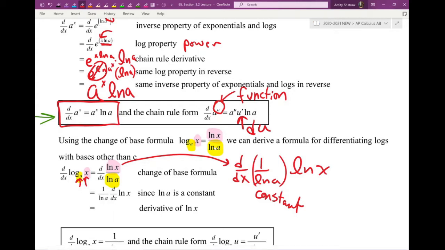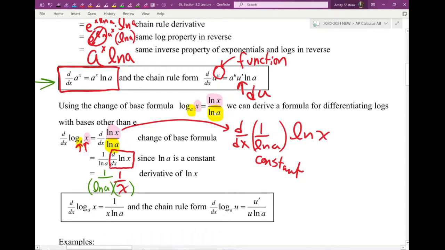What's the derivative of the natural log of x? Right here, what's the derivative of this piece right here? It's just 1 over x. So I still have that 1 over the natural log of a, and it will be in the denominator. But now I also have the x, and that is in the denominator. And take a look. Here's the x, and here's the natural log of a. Why do we switch it?